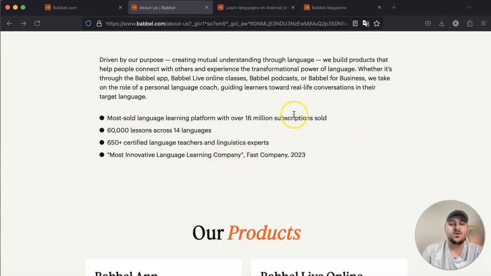So to keep going, it is 60,000 lessons across 14 languages. So languages are limited as far as what you would like to learn. It usually goes off the most commonly spoken languages across the globe. So the one I'll be showing today is Spanish because that's the one many of my students speak as their first language. But it does offer 650 plus certified language teachers. So there is actual live settings into it, and I'll show that in just a minute.